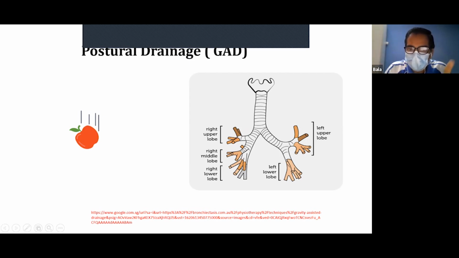So if I want to apply this postural drainage for these patients, I need to position the patients accordingly. Now, if it is upper lobe, maybe I can have some participation here. Anybody wants to say what will be my position if I want to drain the upper lobe? How do I position the patient?